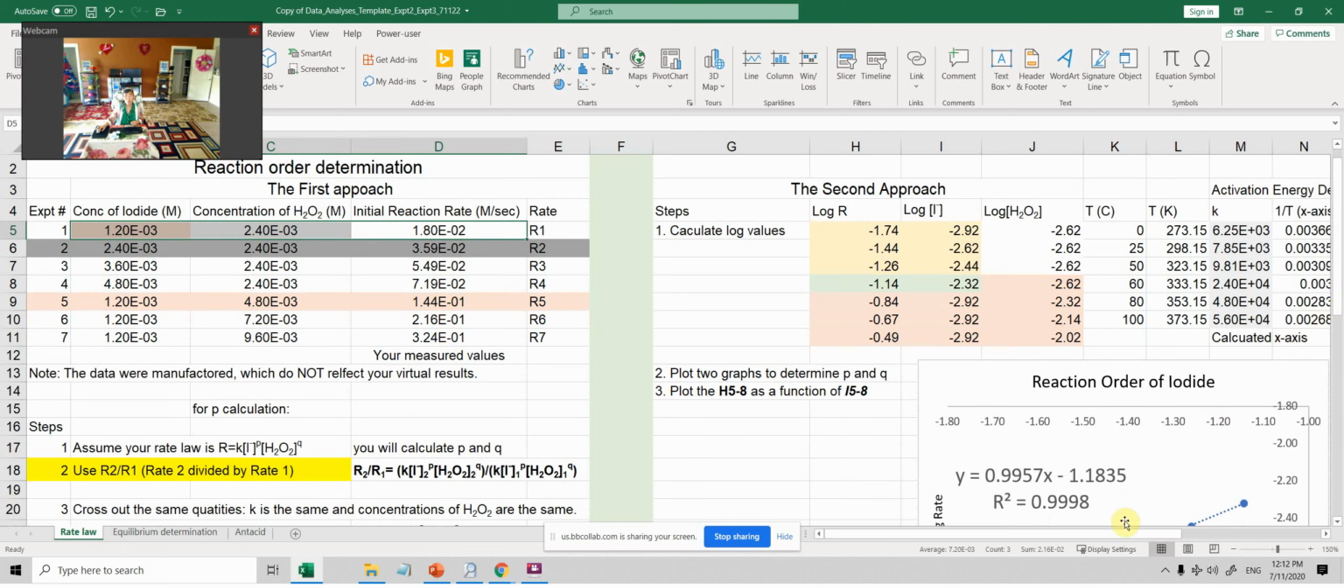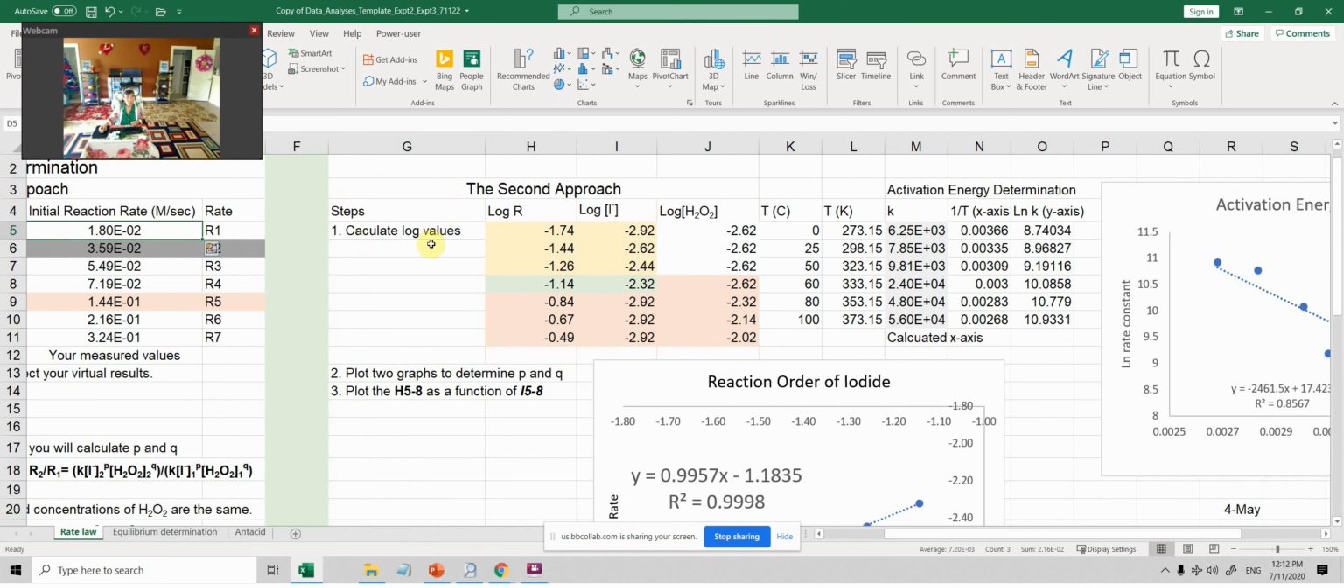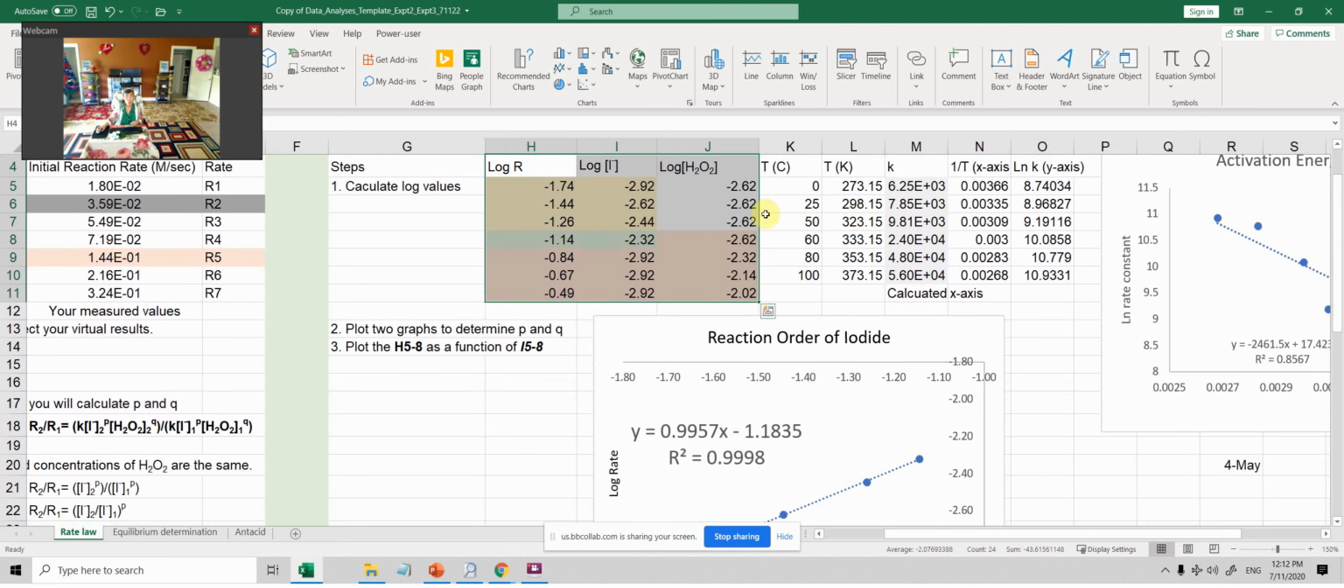You are going to plot graphs. So you have your concentrations, you have your rate. You take a logarithm of your rate, and take a logarithm of your concentrations for I negative and for hydrogen peroxide. And then you are going to plot a graph. You use your logarithm of rate as your y-axis. You use your logarithm of concentrations as your x-axis.